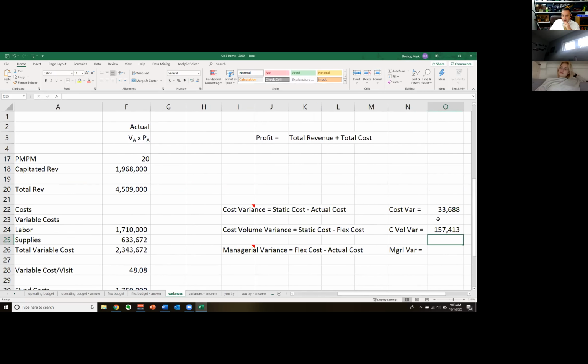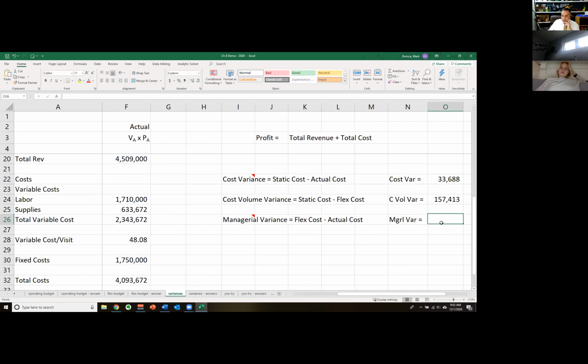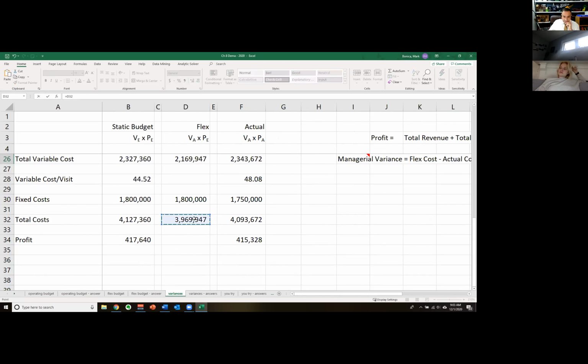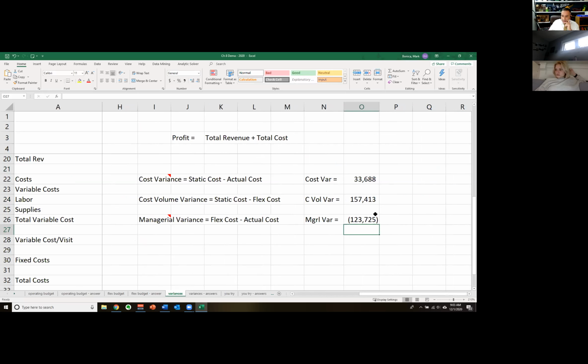And I saved, so I had 33,000 in cost savings. I had 157,000 cost savings coming from change in volume. And how did I do in terms of price per unit? I'll take this flex number, because that holds volume constant and varies price, minus my actual, and I can see, oh wow, my price per unit increased by quite a bit. So I had a savings of 33,000 in cost.